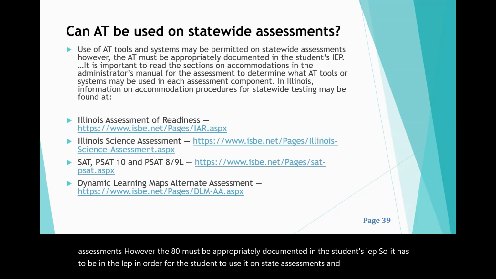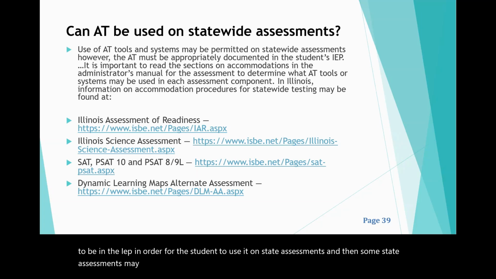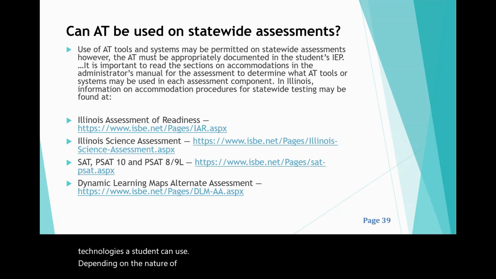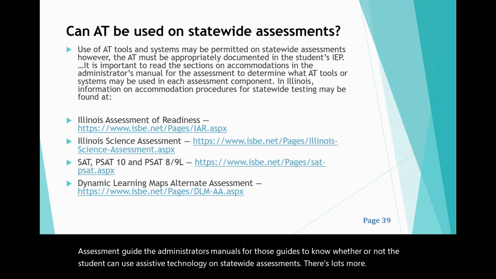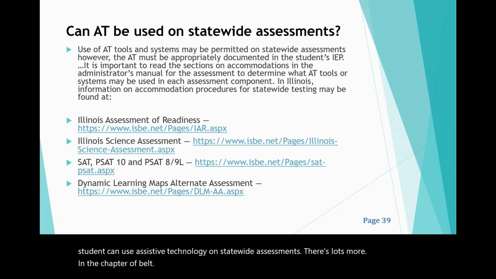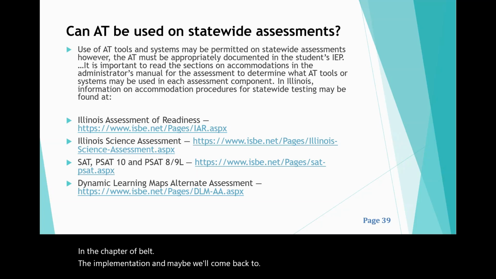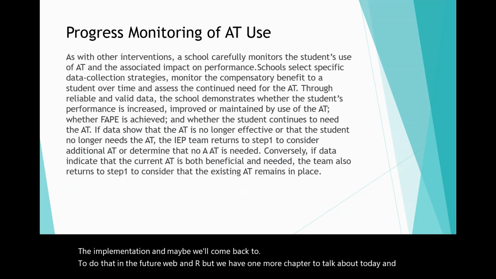And then some state assessments may have restrictions or limitations on the kinds of accommodations and assistive technology the student can use, depending on the nature of the assessment. So it's really important to read those assessment guides, the administrator's manuals, to know whether or not the student can use assistive technology on statewide assessments. There's lots more in the chapter about implementation, and maybe we'll come back to that in a future webinar, but we have one more chapter to talk about today, and that's progress monitoring.